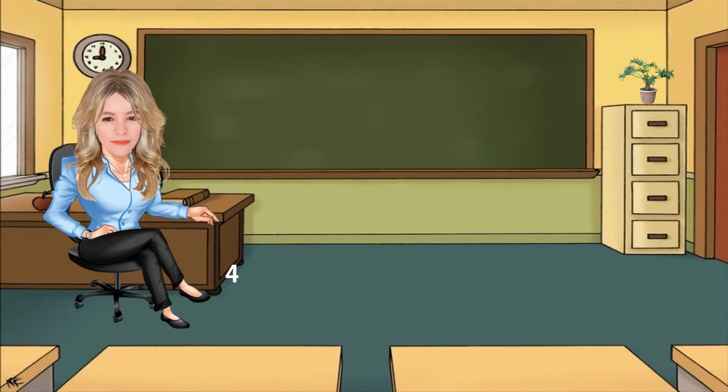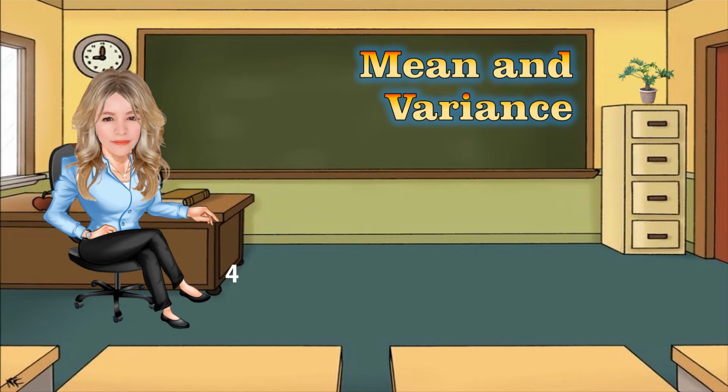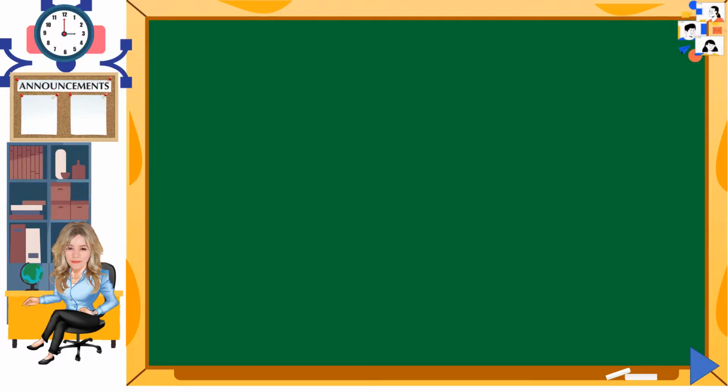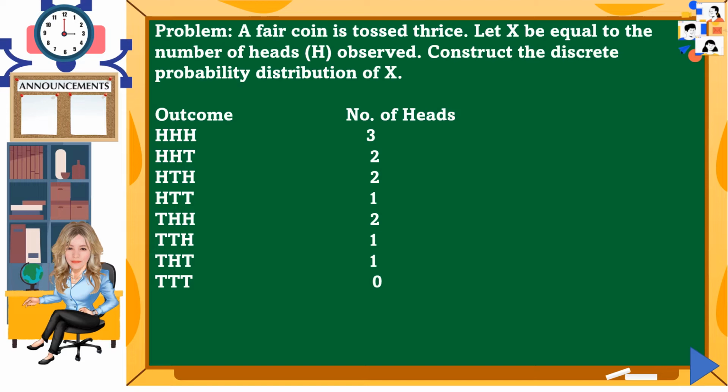Our topic for today is mean and variance. Let us recall this problem. A fair coin is tossed thrice. Let x be equal to the number of heads h observed. Construct the discrete probability distribution of x.